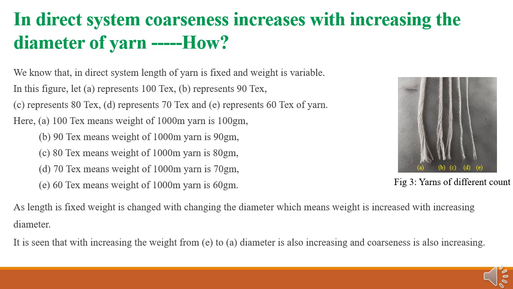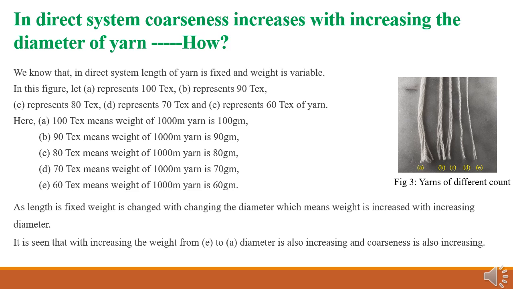In the indirect system, coarseness increases with increasing the diameter of yarn. How? We know that in the direct system length of yarn is fixed and weight is variable. In this figure 3, let A represent 100 tex, B represent 90 tex, C represent 80 tex, D represent 70 tex and E represent 60 tex of yarn.